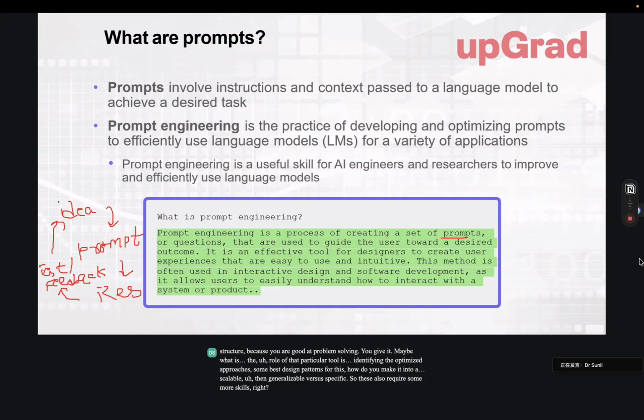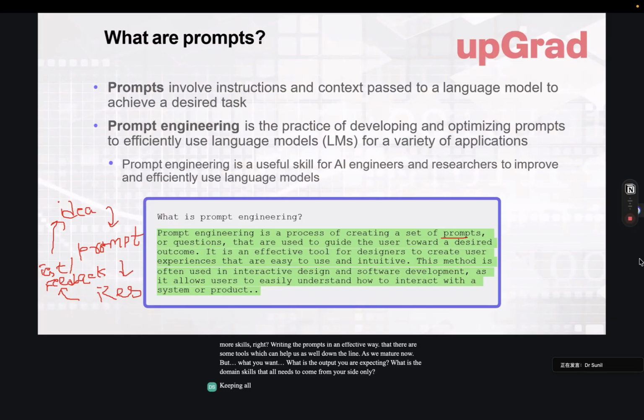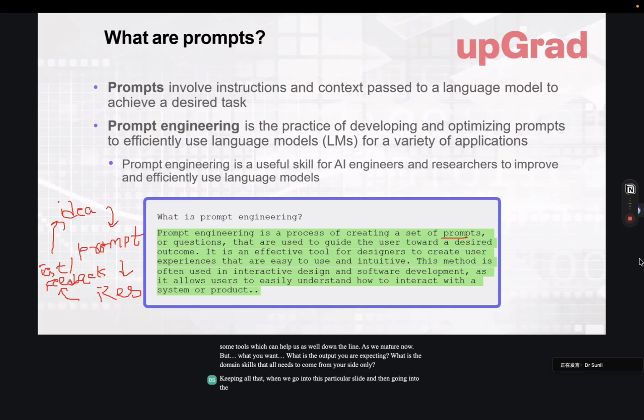Writing the prompts in an effective way. There are some tools which can help us as well down the line as we mature now. But what you want, what is the output you are expecting, what are the domain skills, that all needs to come from your side only. Keeping all that, when we go into this particular slide and then going into the details, I talked about 2, 3 new terms: design patterns, and then maybe I was talking about, just 1 second.